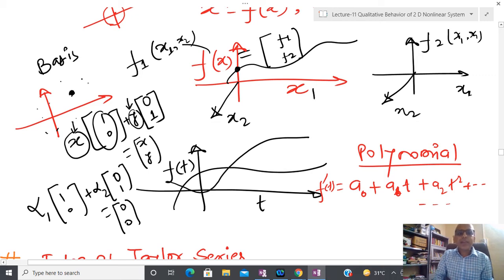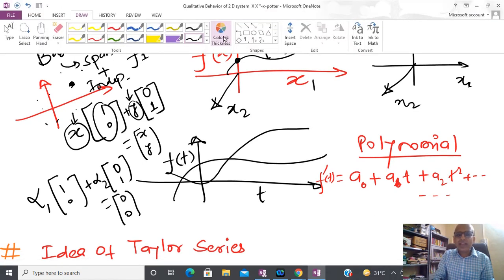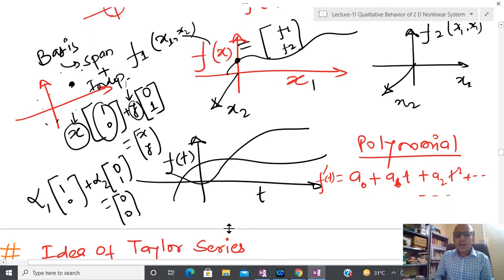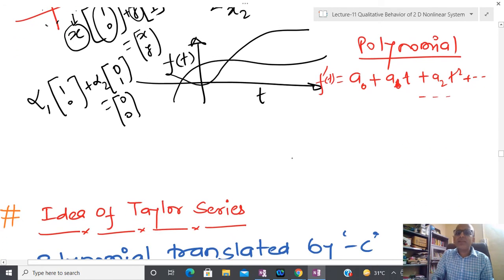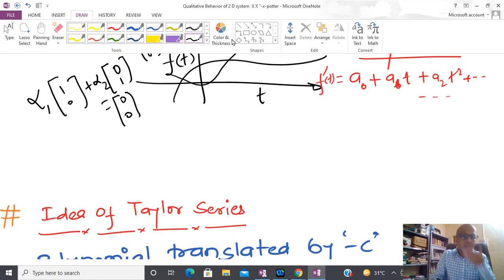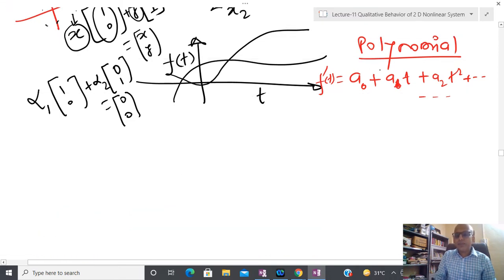So whenever we talk about a basis, at that time we are talking about a span, which means I can travel in the whole space, and we are also talking about linearly independent vectors. Now let us see that whatever coordinate frame I am going to select, I am going to represent any function with it. Polynomial is also one kind of function, and that simple function is nothing but some kind of polynomial function.